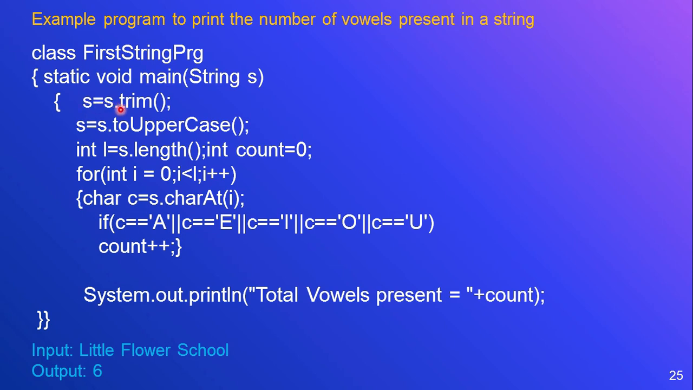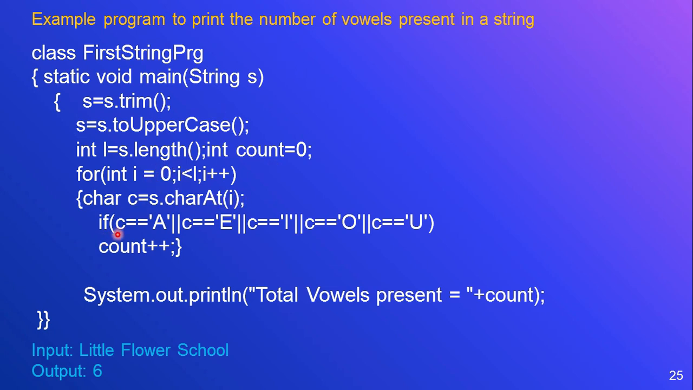s is equal to s dot trim. Now it will be converted to uppercase. Length is calculated. Number, see the length: 1, 2, 3, 4, 5, 6. 6 is the length. This variable is initialized to 0. Now 0 to 5 the loop will run because the total length is 6. Now char c is equal to s dot charAt(i). charAt(i) means the 0th position. What is the character? N.